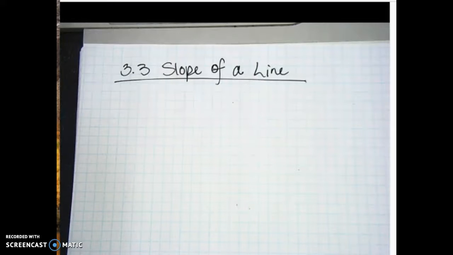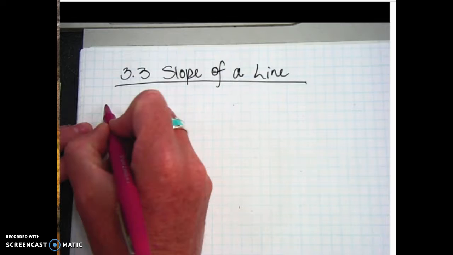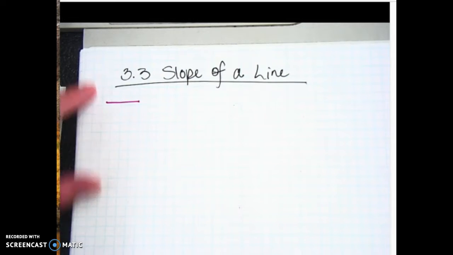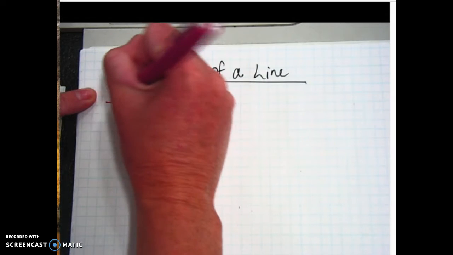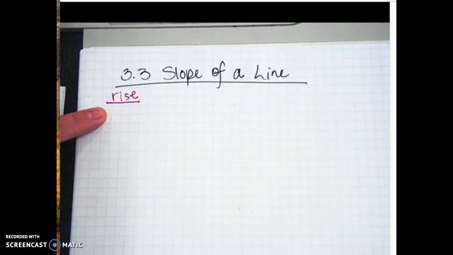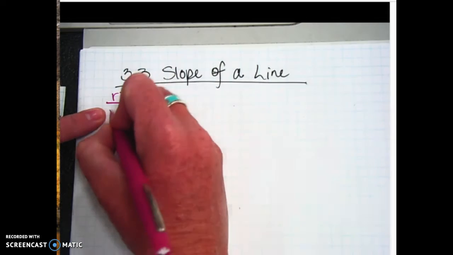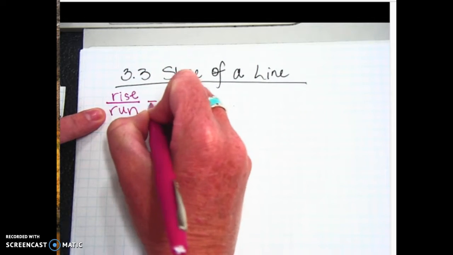Right, so section 3.3 is straight out of Algebra 1. It shouldn't be a huge surprise to any of you. It's called slope of a line. So slope is usually given as a fraction. In the numerator, we usually have the what? Rise. And in the denominator, we usually have the run. Okay, so it's the rise over the run.